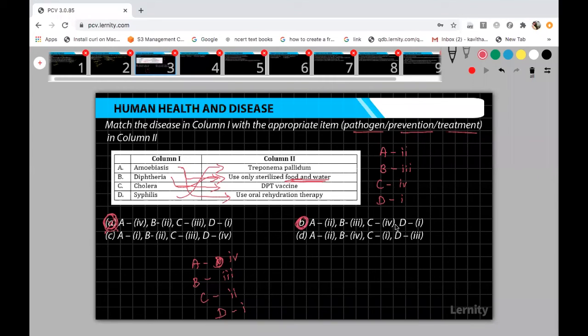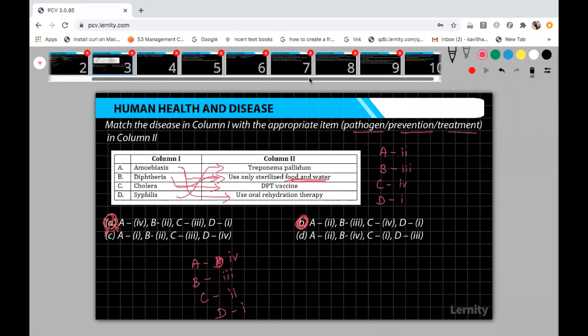I thought this option would not be there. That's why I chose this option. It is perfect if we go for amoebiasis: sterilized food and water, and cholera: ORT, that is oral rehydration therapy. You go for this option B, A2, B3, C4, D1. It is better than going for A, because in both cases dehydration will be there, and in both cases oral rehydration therapy will be given.